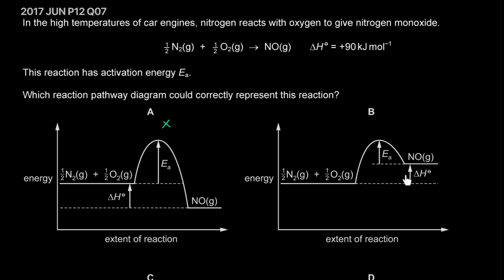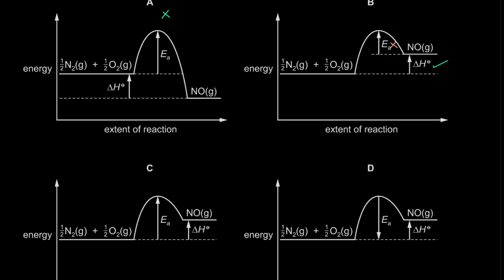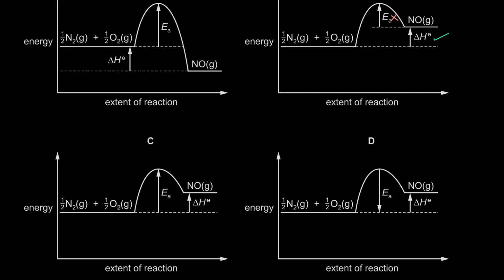And option B, the enthalpy change is shown correctly, but the activation energy is shown incorrectly, right? The enthalpy change is positive from reactants to products. It's an upward arrow, but the activation energy should be from reactants to the top, right? To the highest energy point. So it can't be A or B, right?